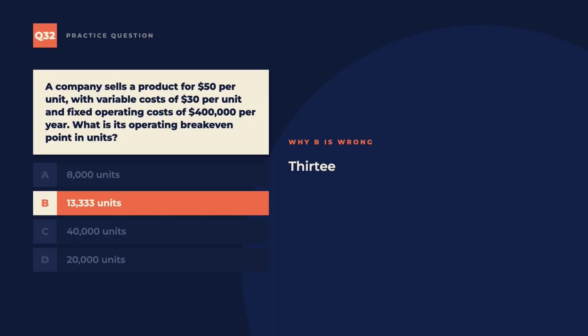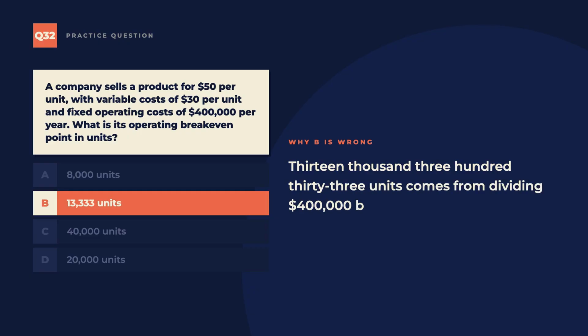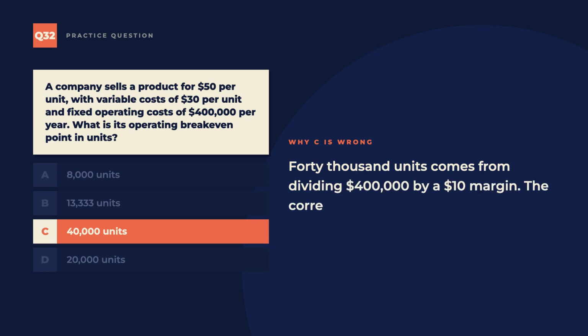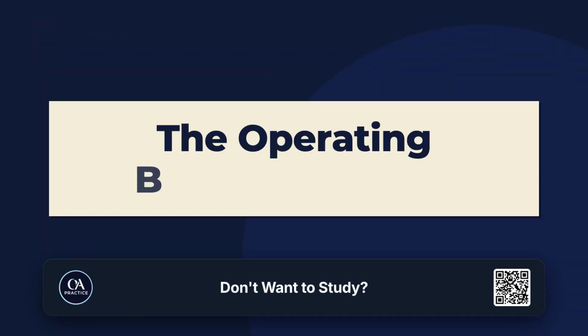B is wrong because 13,333 units comes from dividing $400,000 by $30, the variable cost, which is not the contribution margin. C is wrong because 40,000 units comes from dividing $400,000 by a $10 margin. The correct contribution margin here is $20 per unit, not $10.